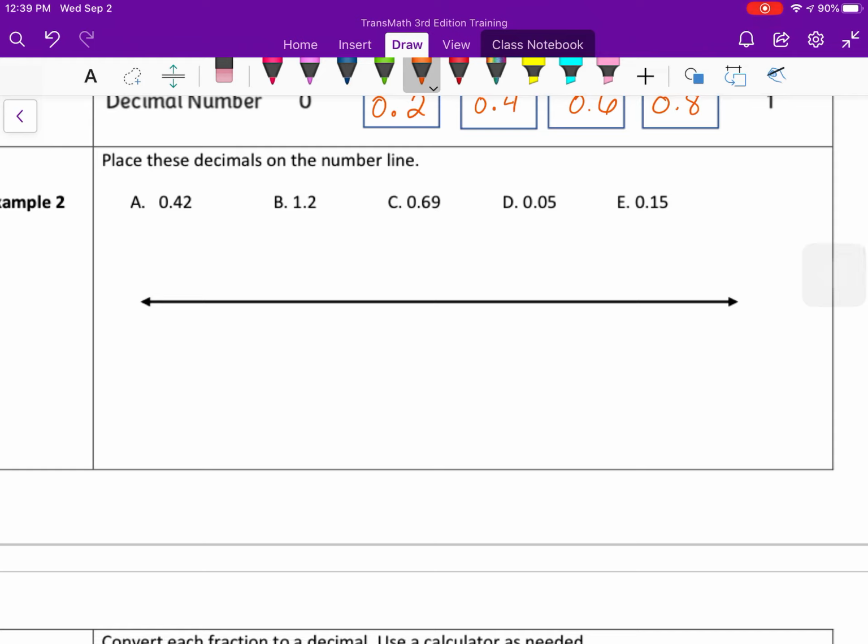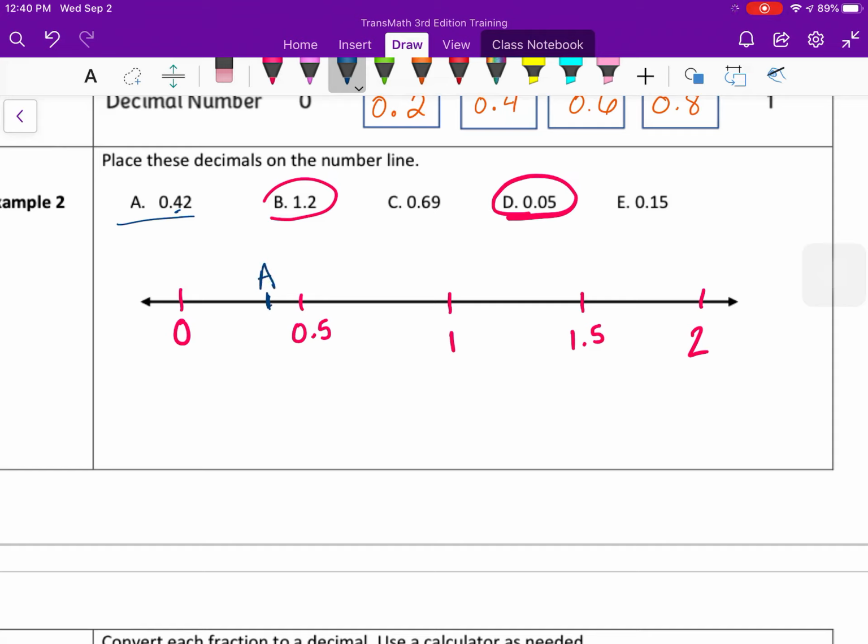Let's practice putting some numbers on the number line. First thing I'm going to look at is the smallest and largest number. The smallest number would be 0.05. That's our smallest. And then our largest, since A, C, D, and E all start with 0 point, the largest number is going to be 1.2. So I need to go from 0, and then have 1 on there as well, and maybe I'll go up to 2. I like to put in maybe my 0.5 and 1.5. That helps me place the other values, because now if I put A, 0.42, I'm going to look at the tenths place as 4, which is just a little bit lower than 0.5. So that would be approximately right here, 0.42.